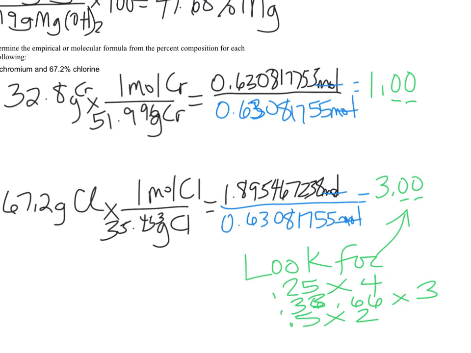Since I don't have that, then that means my formula then brings down that chromium is just one of them. And then on my chlorine, I have 3. So that's my final formula of my compound.